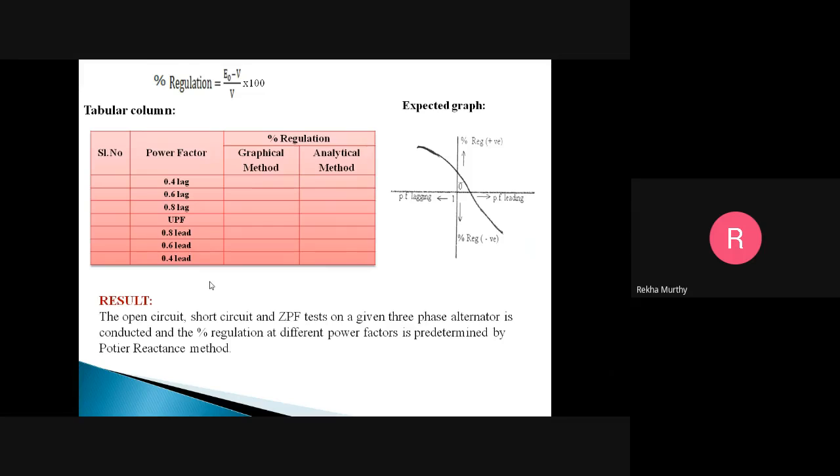So this is how we can complete it. Also we have to perform the OC and short circuit tests in addition to the ZPF test for this alternator. And the percentage regulation at different power factors will be predetermined by making use of this Potier reactance method.